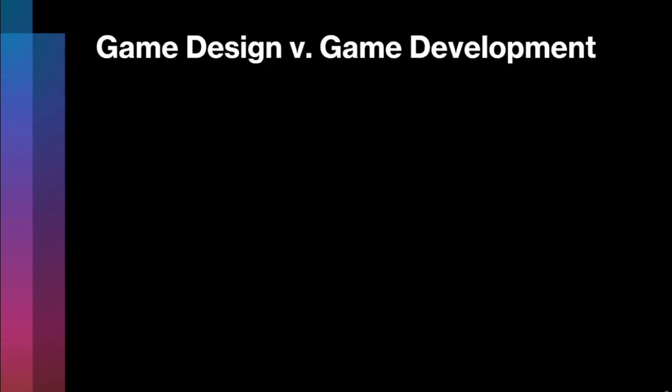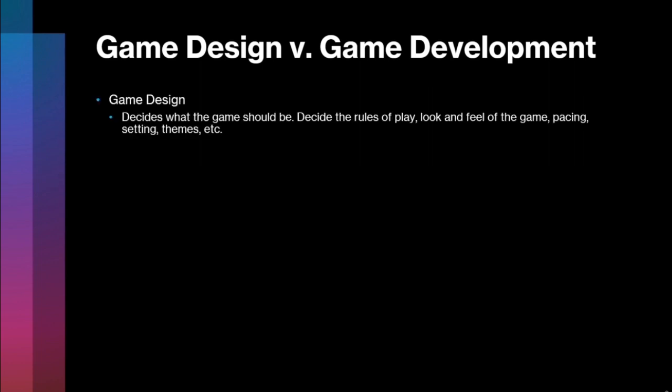Now, game development is an umbrella term that describes the overall process of making a game and consists of many different subdisciplines. These subdisciplines include game design, which, as we stated, is just making decisions about things such as the rules of play, the look and feel of the game, pacing, setting, themes, and much more. It also includes 2D art, which can be creation of concept and promotional art. For 3D games, it is also the creation of in-game assets and pixel art for 2D games.